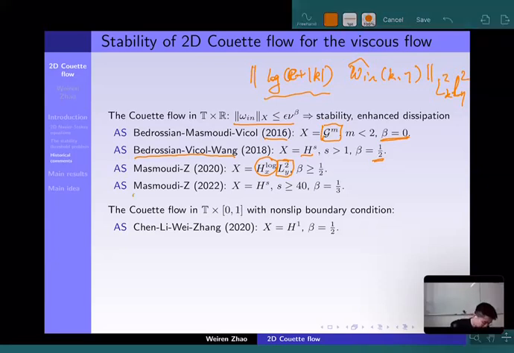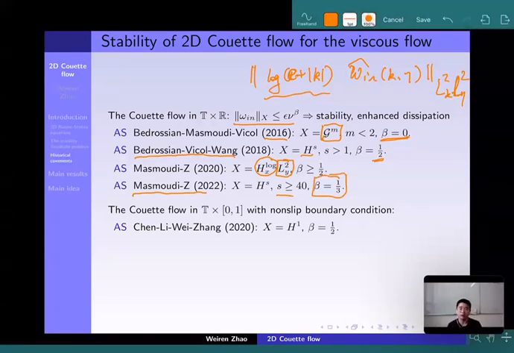Then later, also with Professor Masmoudi, we proved that if the regularity is smooth, much smoother, but still finite, a finite-derivative, finite-regularity Sobolev space, then we can lower this requirement on beta. Then beta can take 1/3. We do not really care about the exact number of derivatives here, we just focus on a finite regularity space. Later, this one can be reduced to 8, I think.